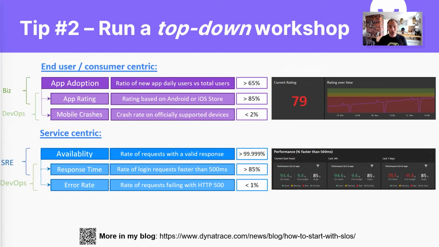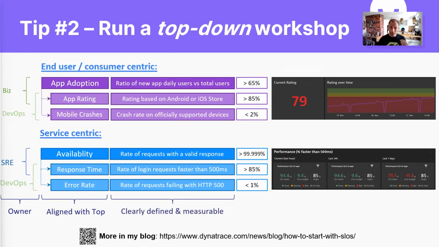In the end, to sum it up, what I've seen, I ran this workshop for an hour. It was very successful. Why? Because we had clear ownership in the end. We aligned the SLOs with top-level goals like the app adoption. We clearly defined what an SLO is and how we measure it. We came up with realistic goals that everybody agreed to, and then we made it visible and put it on a dashboard. This helped me a lot, and I hope it will also help you.